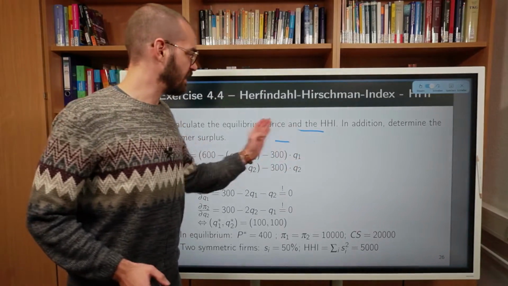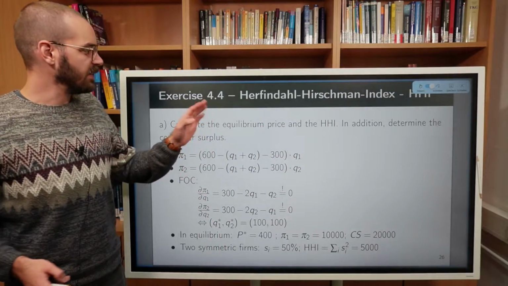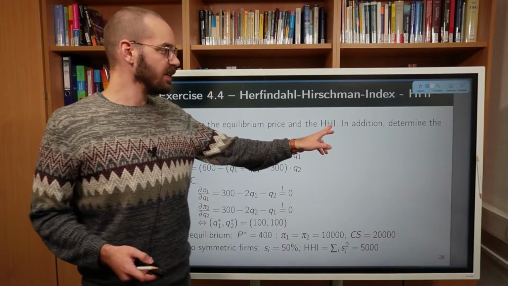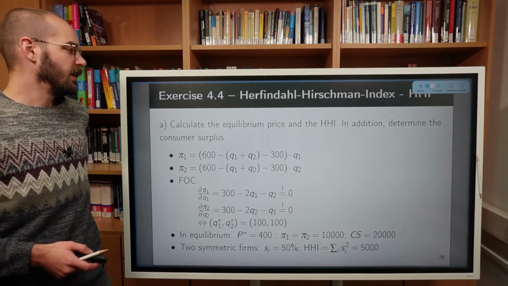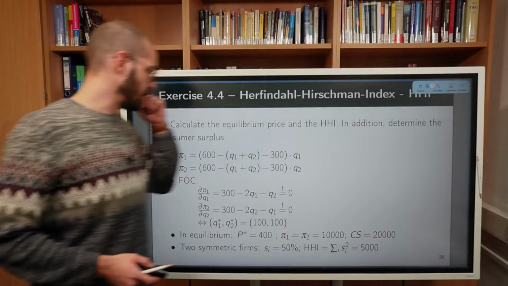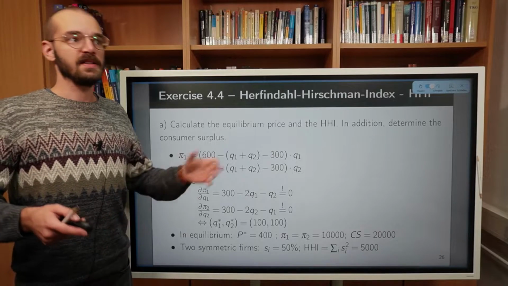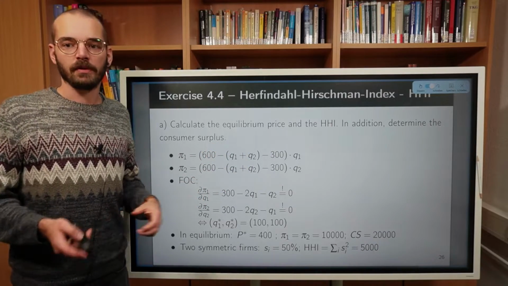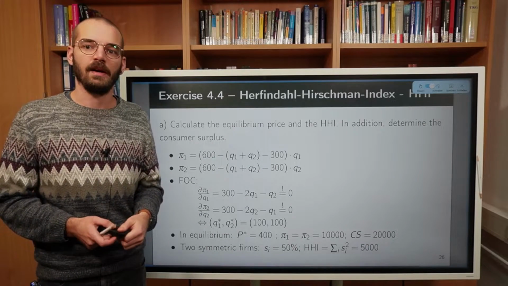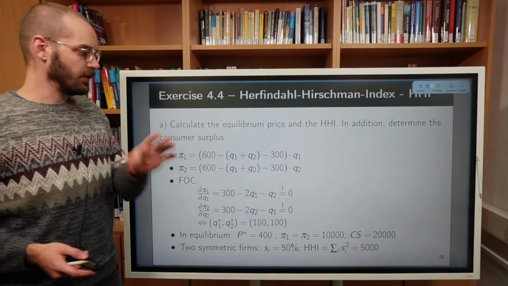Now in the first task of this exercise, we are asked to find the market equilibrium in this setting, and then calculate the HHI. Finally, we are then asked to determine the consumer surplus in this market equilibrium. Finding the market equilibrium in a symmetric Cournot duopoly is something we already did several times by now. So let's just very quickly go through the solutions.